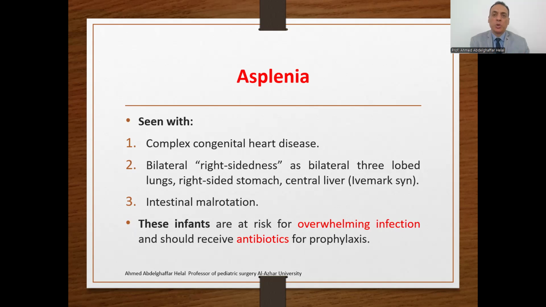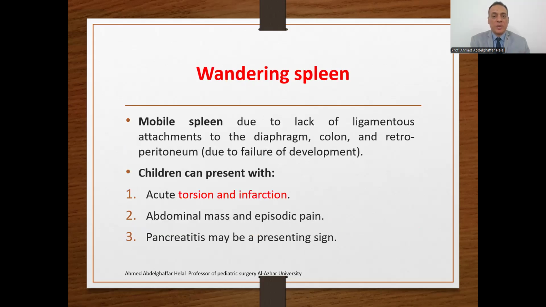And the infant should receive antibiotics for prophylaxis. We may face a wandering or mobile spleen. This may be related to the lack of the ligament that fixes the spleen in its position, or to failure of the development of the ligamentous attachment of the spleen. The children may present with acute torsion and infarction of this mobile spleen.